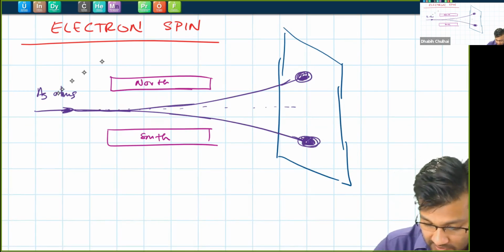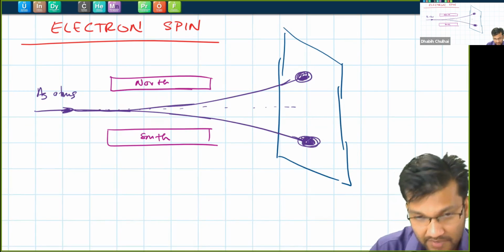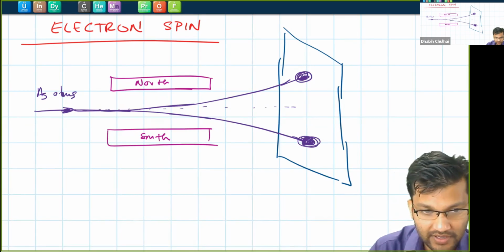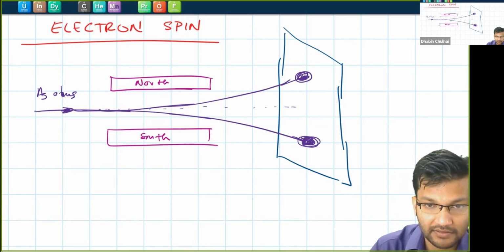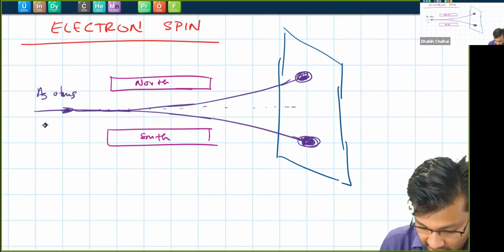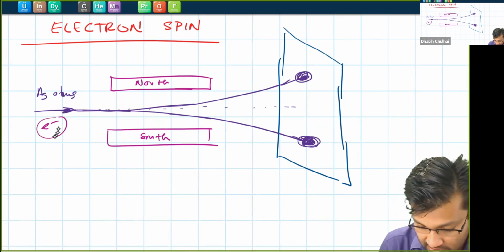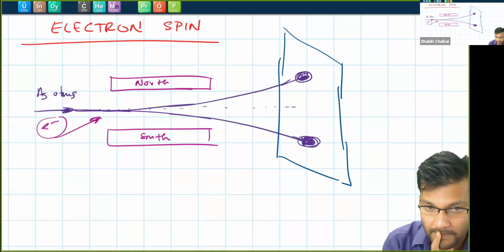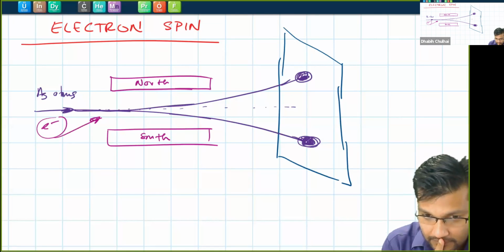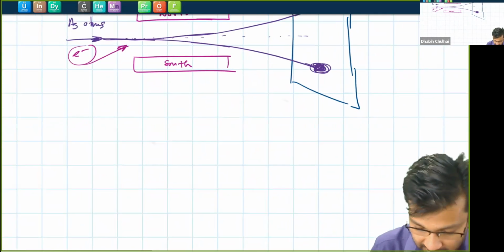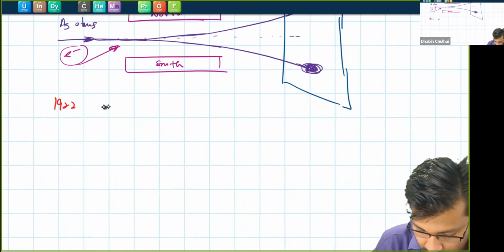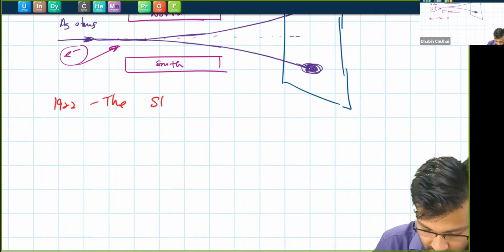You could do this with silver atoms, but in fact, if you do this experiment with any atom where there's an unpaired electron, or an odd number of electrons, for example, you'll observe something similar. In fact, if you shoot just a beam of electrons through there, nothing else, you'll also see the same thing. So why is this? You're shooting electrons, and some of them are attracted to the north end of the magnet, some of them are attracted to the south end of the magnet. And the conclusion here, this is 1922, the Stern-Gerlach experiment.